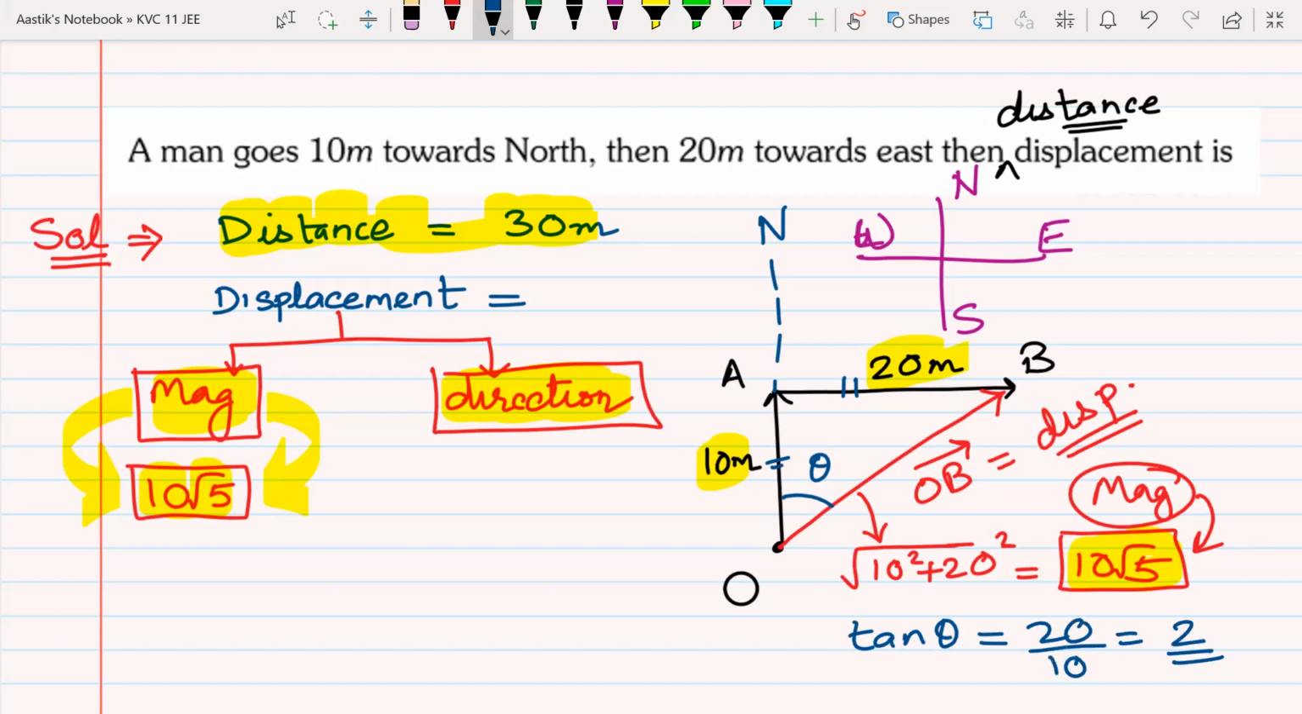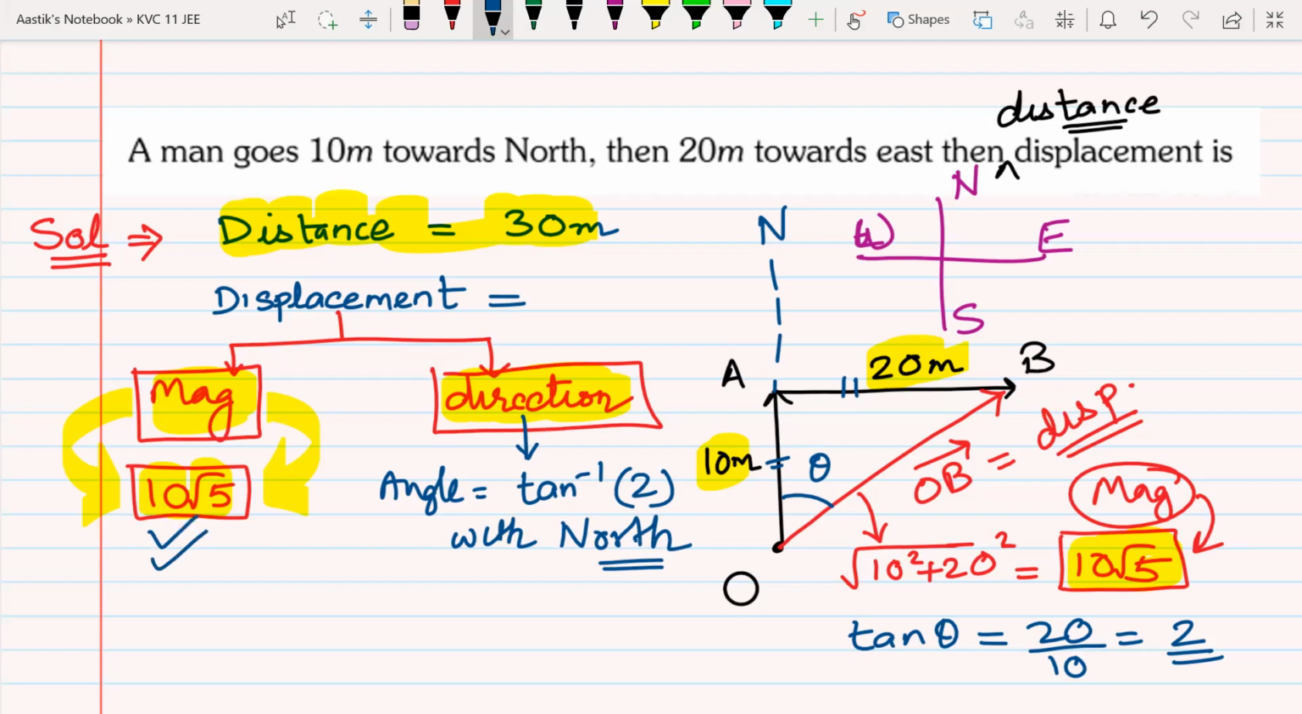Tan theta is 2. So now to tell me the direction, you can say, sir, the displacement makes an angle. If I find out the angle, it will be tan inverse 2. Yes or no? Yes, sir. It makes an angle tan inverse 2 with which axis? With the north direction or the north axis. Do we understand this? Yes or no? Yes, sir.